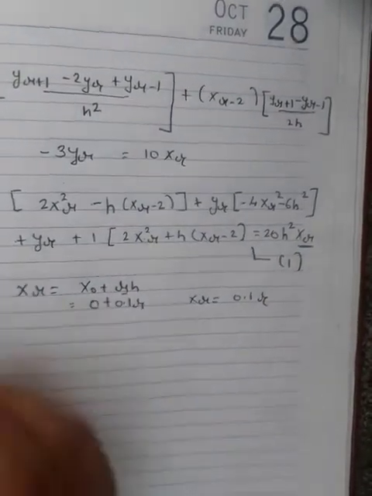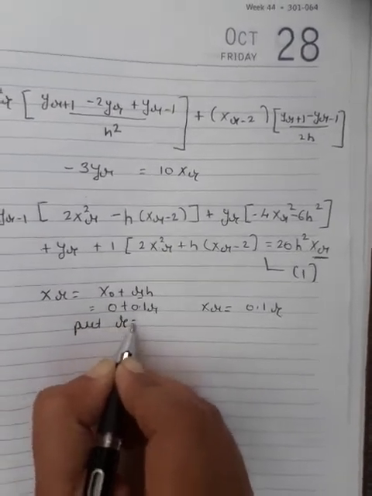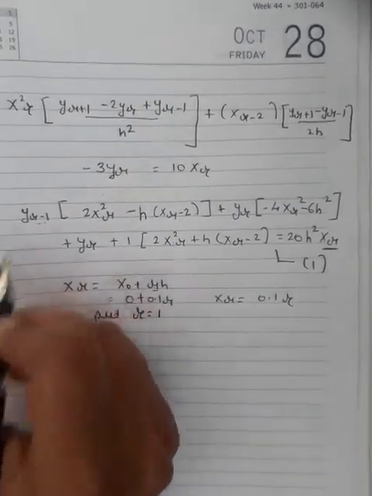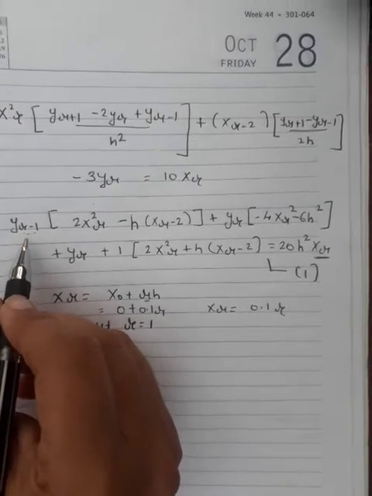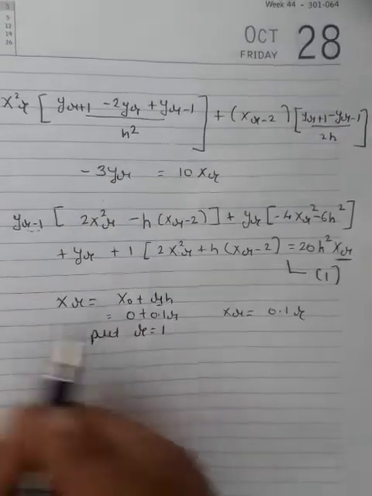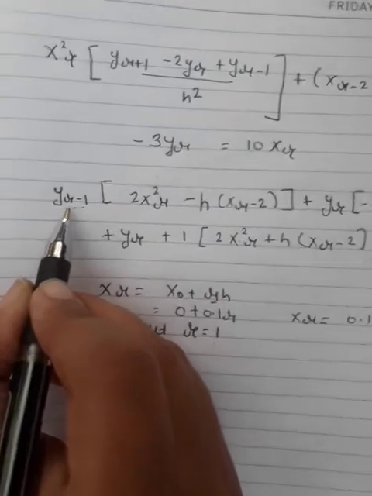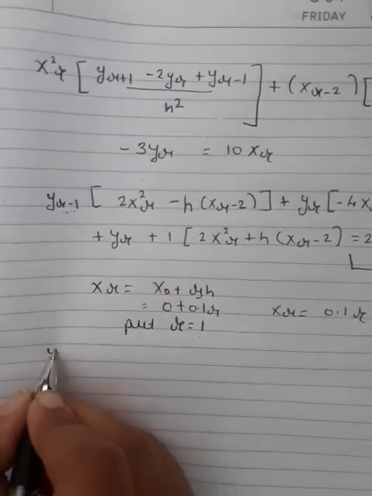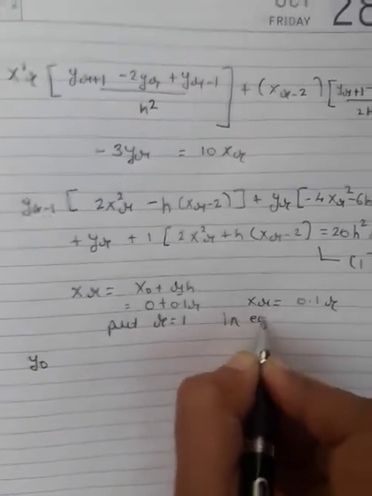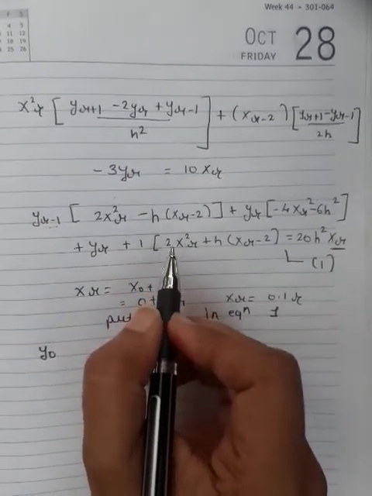Now what you have to do? In equation number 1, you have to put the value of r equal to 1. Here yr minus 1 is there, and I will not consider the 0 value because it will become y minus 1. So I will select the value of r as 1. The equation will become y naught, since 1 minus 1 is 0. So put the value r equal to 1 in equation number 1.